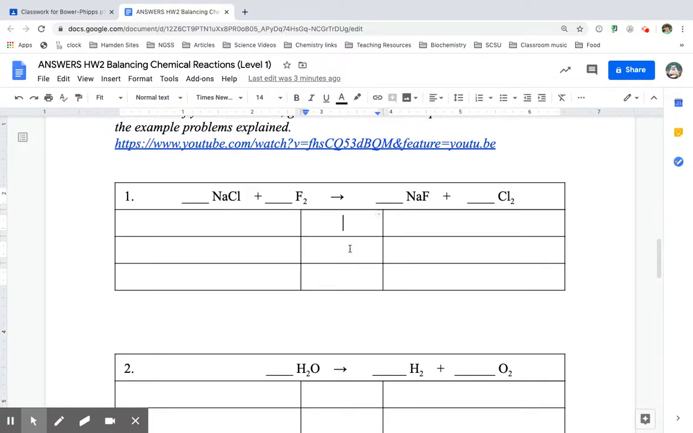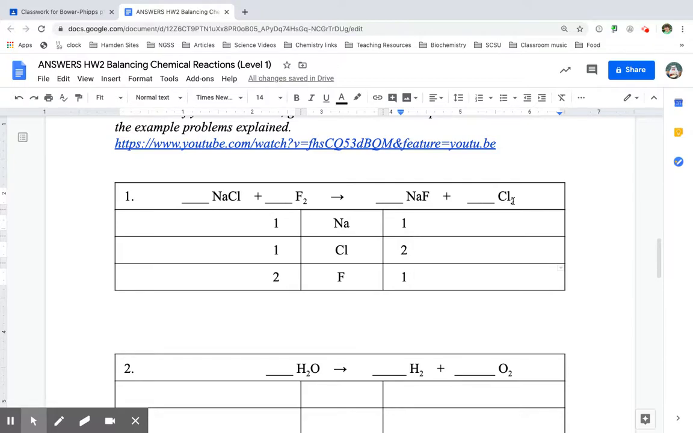So for problem number one, remember the first step is to write down all of the elements that are present. So Na, Cl, and F, and then we count. On the left-hand side, there's one Na, one Cl, and two Fs to start. On the right-hand side, there's one Na, two Cls, and one F. Sorry, one F on the right-hand side.